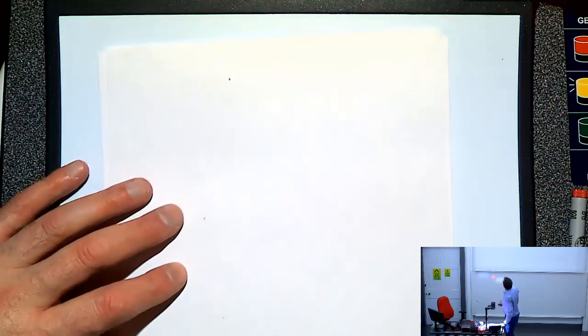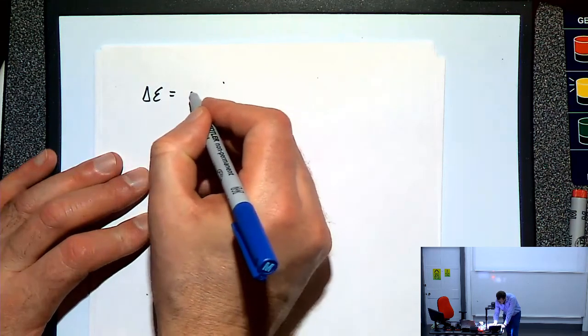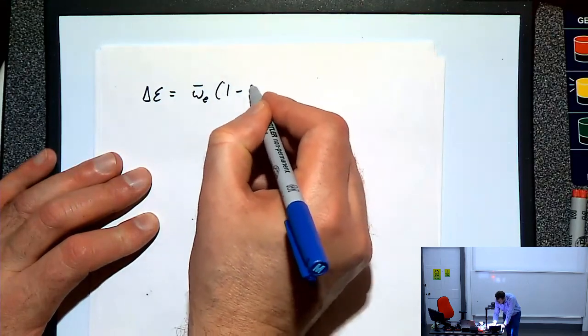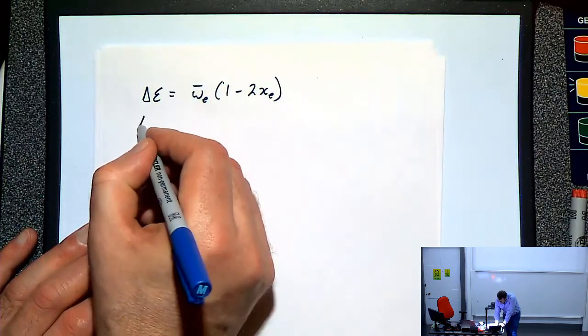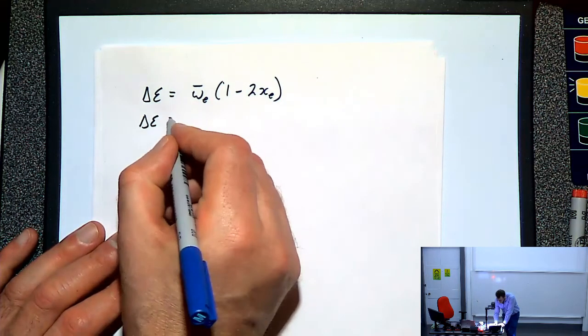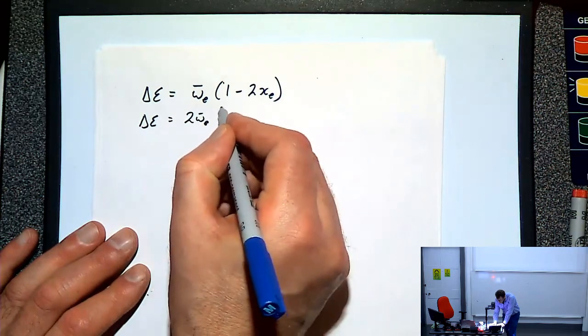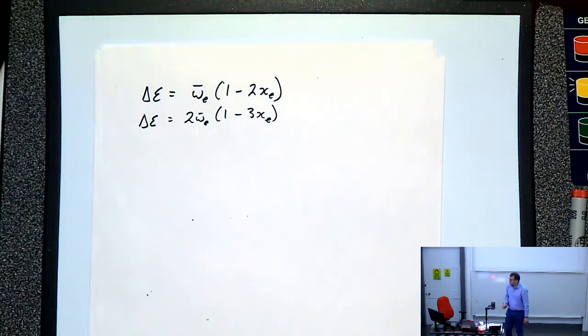So we know from our expressions that delta E for the fundamental absorption is equal to omega E upon 1 minus 2xe. And we know that the transition energy of the first overtone is equal to 2 times omega bar E upon 1 minus 3xe. So here we're told the fundamental absorption, 2886, the weaker one, 5668.